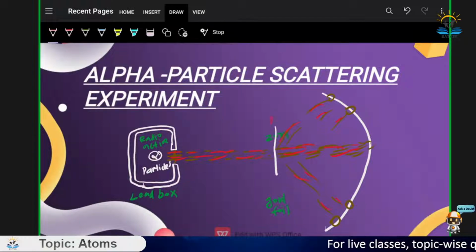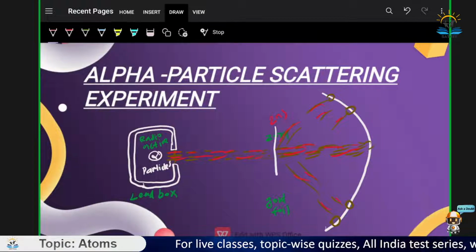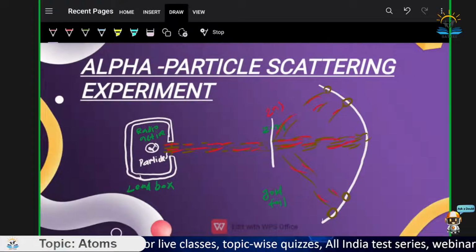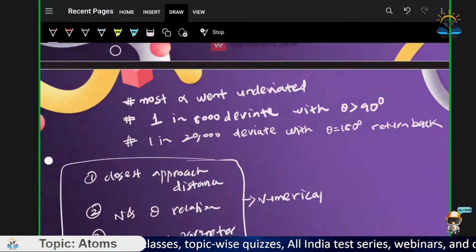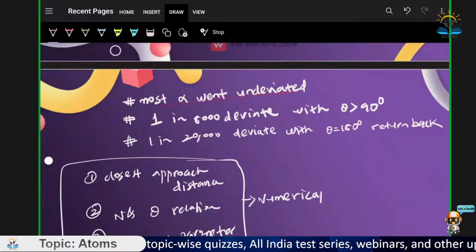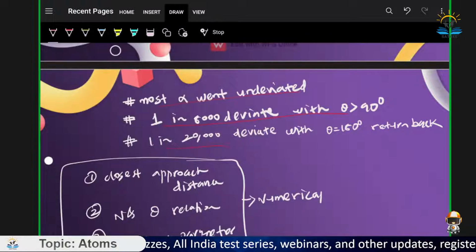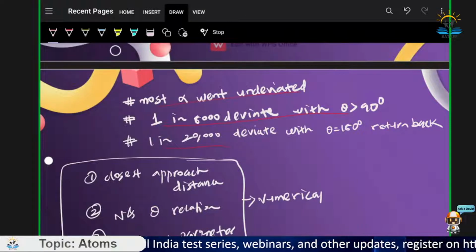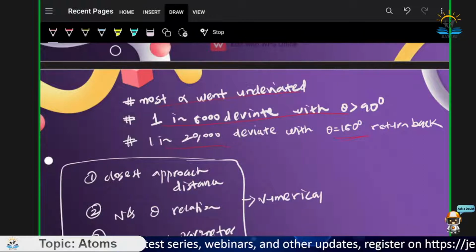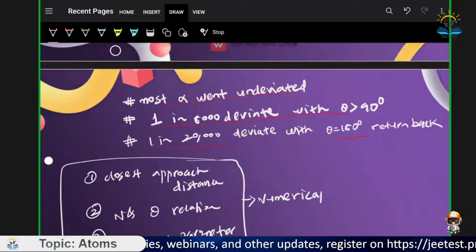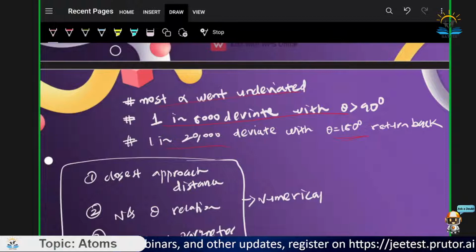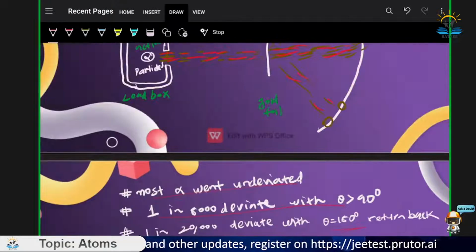The main postulates: most of the alpha particles went undeviated, and 1 in 8,000 deviate with theta greater than 90 degrees, and 1 in 20,000 deviate with theta equal to 180 degrees. That is, 1 in 20,000 returned back.